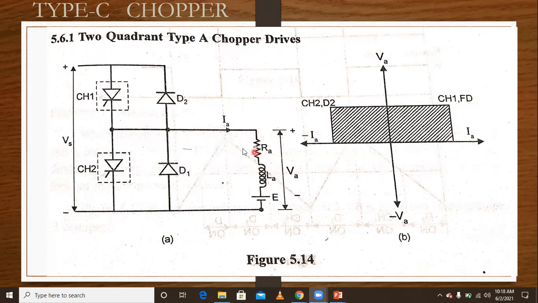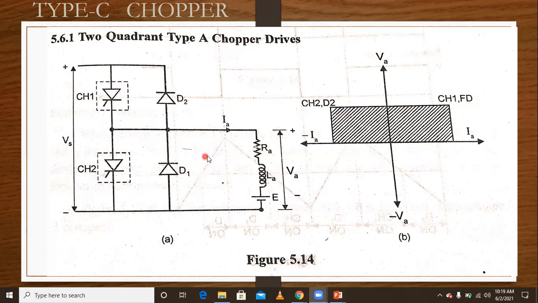Okay, so this is the circuit diagram, and it is operating in two regions. That is called forward motoring mode and forward braking mode. So what happens under forward motoring mode, and what happens under forward braking mode? We will discuss how to control the motor in forward motoring mode by using the chopper, and how to control this motor in the second quadrant, that is the forward braking mode.